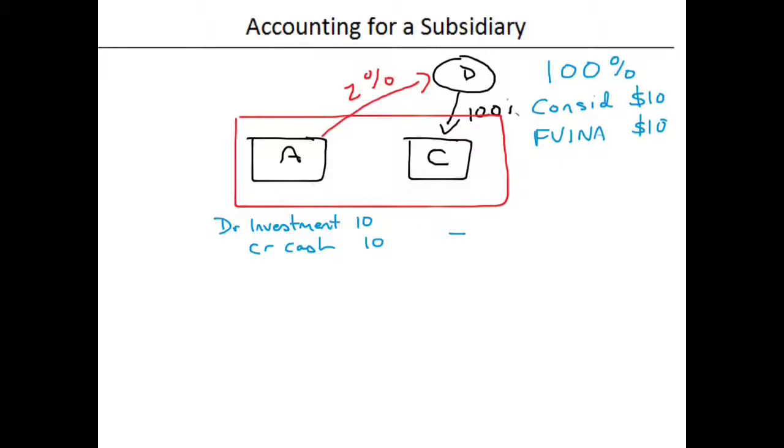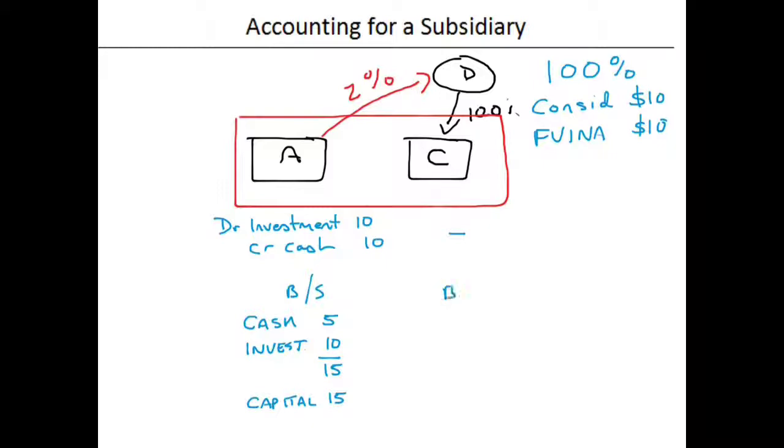What's also then really useful to do is look at the balance sheets of both companies once the transaction has already occurred. So for company A, the parent, we have cash sitting on the balance sheet of $5 and they have an investment of 10, giving you $15 million of assets and capital of 15. So they've got shareholders' capital of 15 and everything balances out.